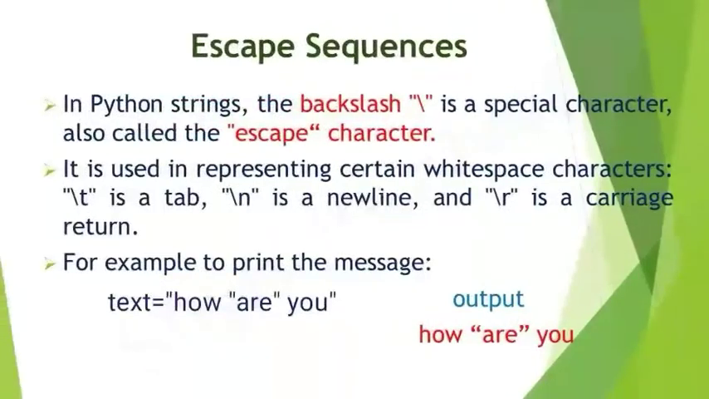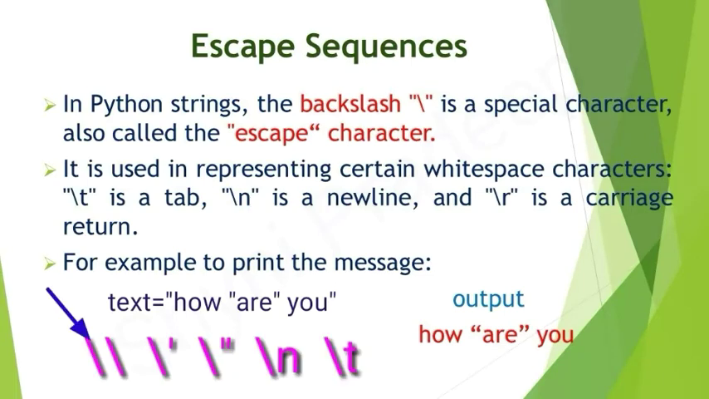And one more literal is given in your textbook. What is that? Escape sequences. What do you mean by escape sequences? In Python strings, the backslash, this is called backslash. This is a special character. This backslash is called escape sequence. You can call this as escape character. It is used to represent certain white space characters. So see some of the examples for escape sequences. Backslash, single quotes, double quotes, new line, tab. These are the escape sequences.